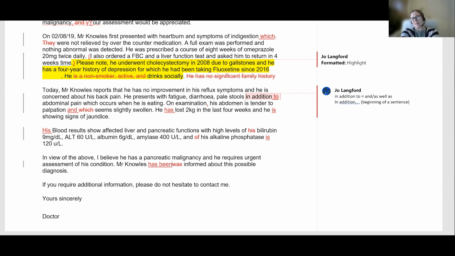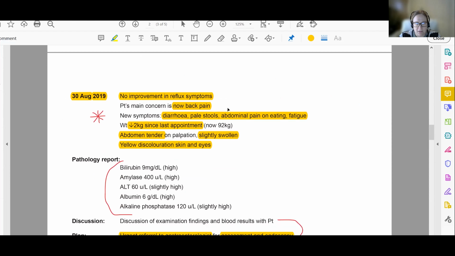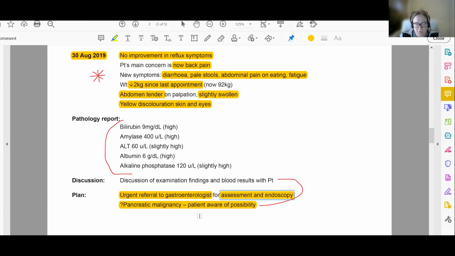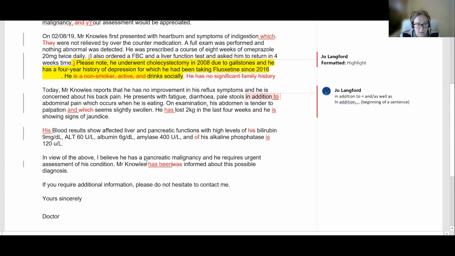But what information are we missing from the case notes? Let's go and have a little look at them now. Endoscopy. It's missing the endoscopy. So I think we really need to include that. So, and requires urgent assessment of his condition and an endoscopy. That's key information that's missing.